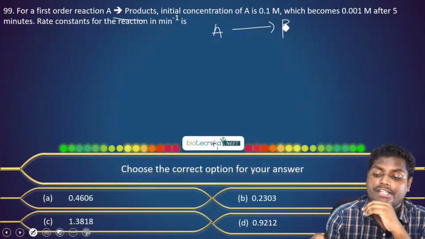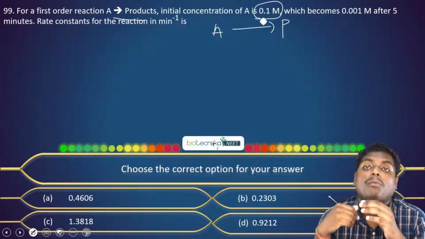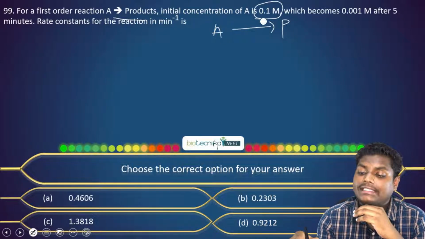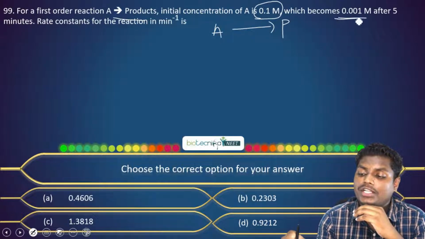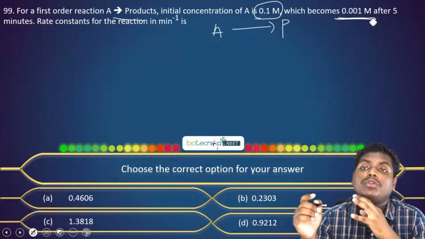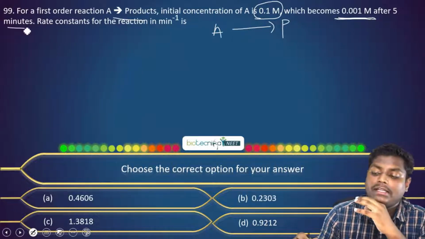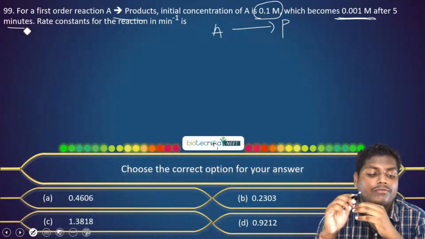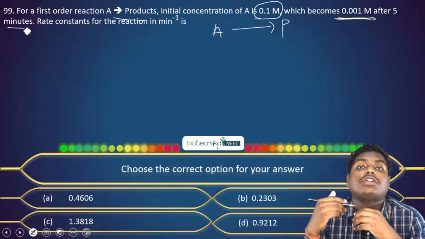The initial concentration of A is given to us to be 0.1 molar, and they're saying that it is becoming 0.001 molar after 5 minutes. They're asking for the rate constant of the reaction.